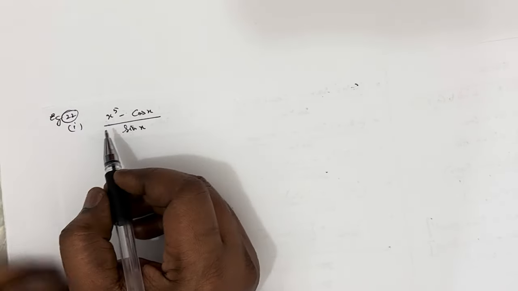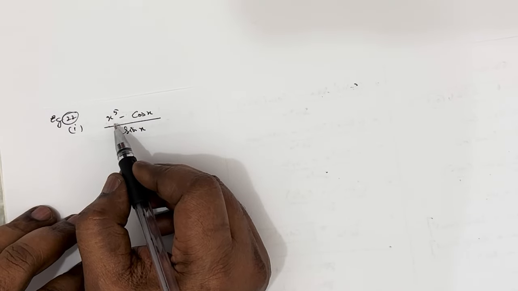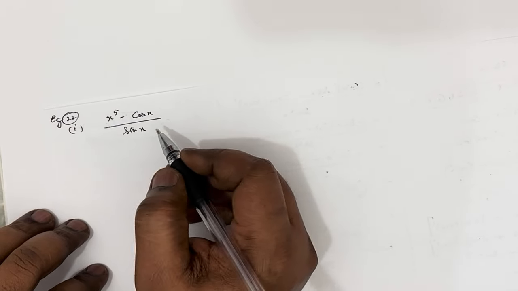Okay, let's do the next one, question 21. It is (x^5 − cos x) upon sin x. So this also is done using the normal method.